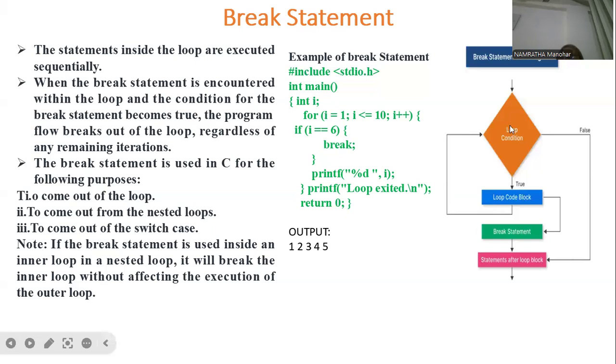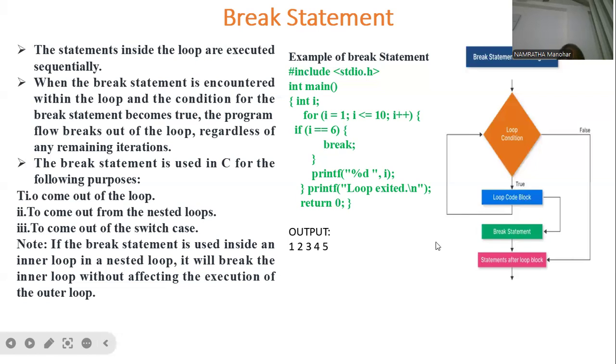Break statement flow diagram: loop condition. If it is true, the loop code block is executed. If it is false, then the statement after the loop is executed. Now, in the loop code block, if at any time you encounter this break statement, like this for loop in which it is 1 to 10, but when the number I came to the value 6, it encountered a break statement. So in the code block, anytime you encounter a break statement, it comes out of the loop and then executes the next statement after the loop.